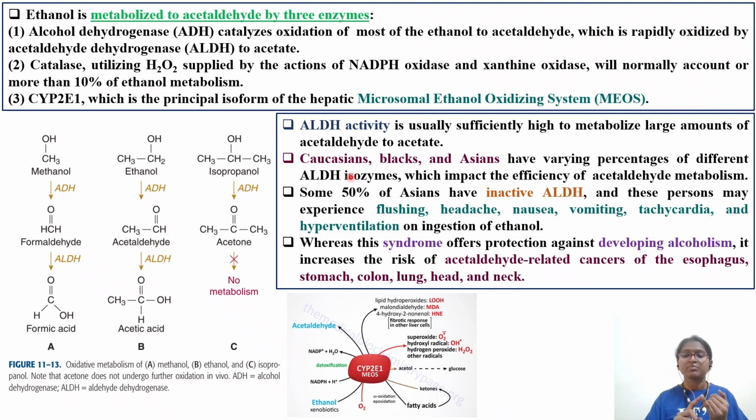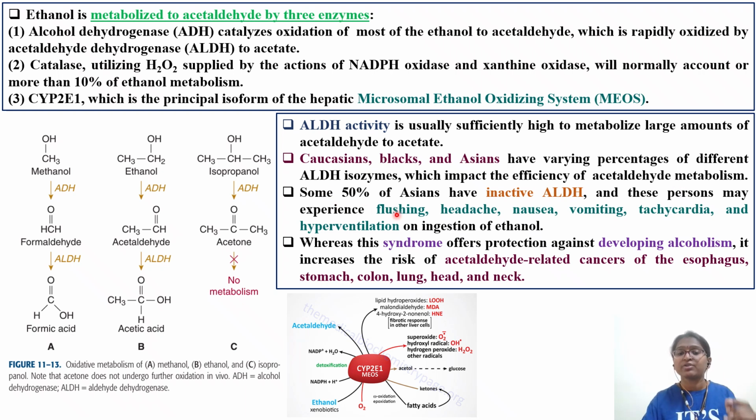But I told you there is an ethnic variation. Caucasians, blacks, and Asians have a varying percentage of different ALDH isoenzymes, like CYP also has isoforms. Similarly, ALDH also has isozymes which impact acetaldehyde metabolism efficiency. These ALDH isoenzymes are different in Caucasians, in blacks, and in Asians. That is the reason the metabolism in different geographical and ethnic regions is a little bit different.